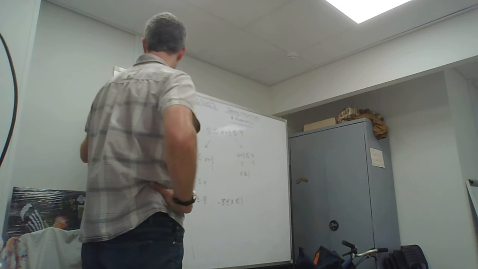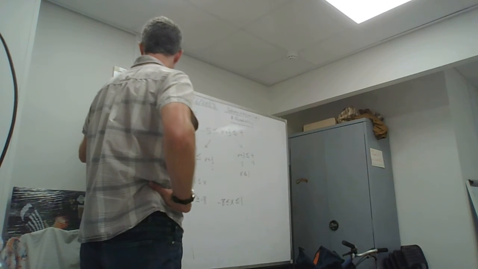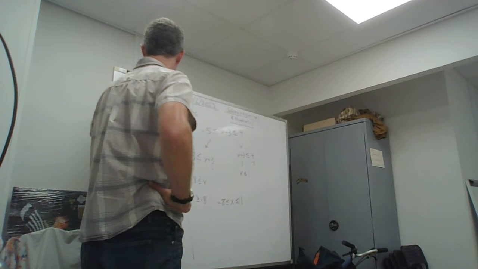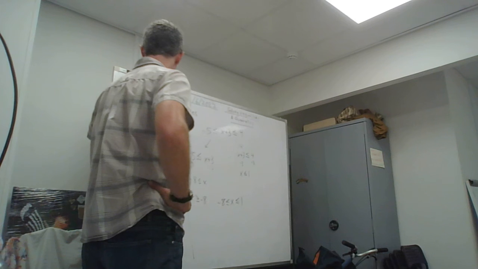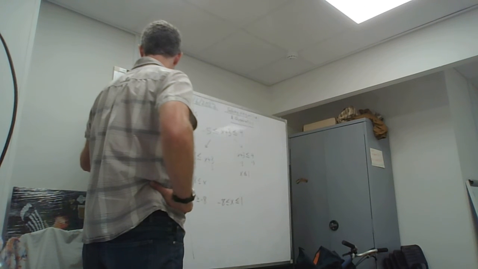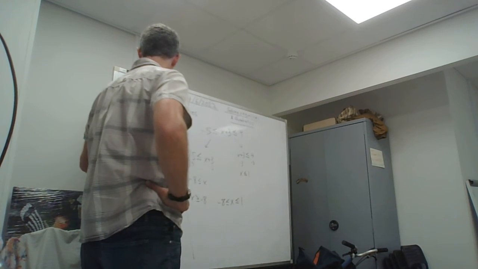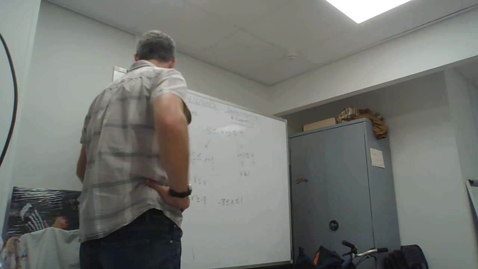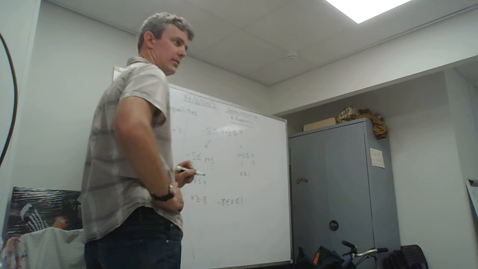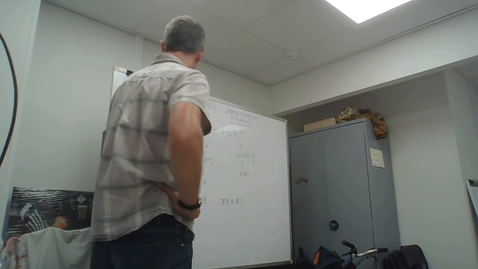So we do it two ways. First of all, 5 is less than 2x minus 1. Right? And we can solve this. We add 1 to each side, so it becomes 6 is less than 2x. Divide by 2. 3 is less than x. That's this side. Then we do this side.